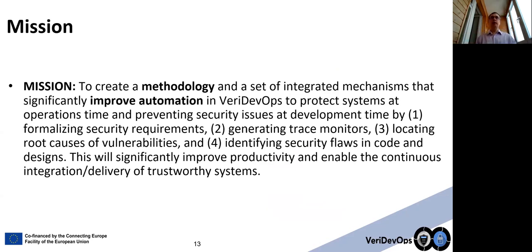So to say, our mission is to create a methodology, improve drastically the automation of the protection at operation time, and prevent security issues at development time, right? And that comes through four different innovations: formalizing security requirements, generating trace monitors, locating root causes of vulnerabilities, and identifying security flaws in the code and design, so that we would drastically reduce the time to detect and the time to prevent vulnerabilities.